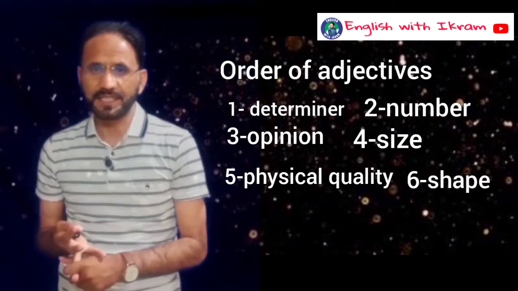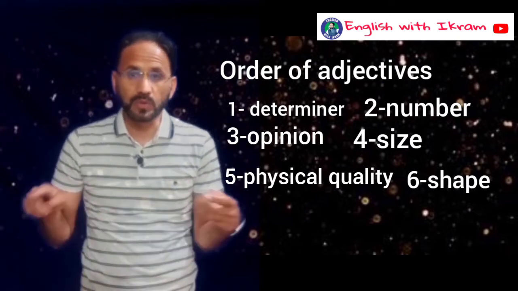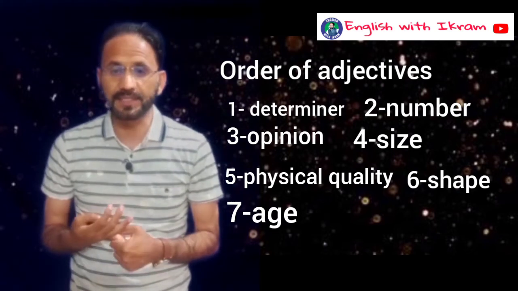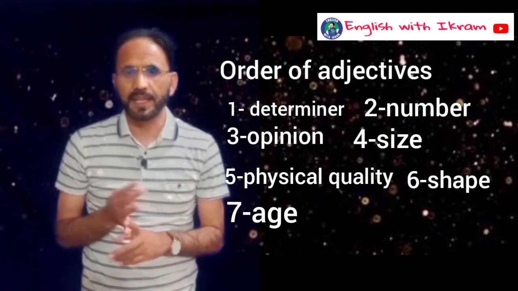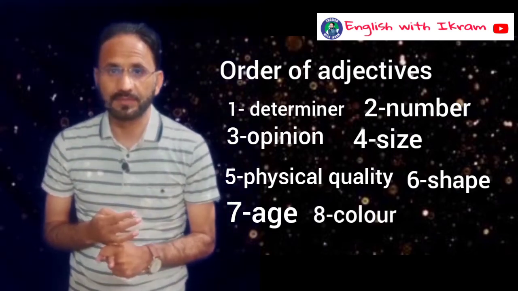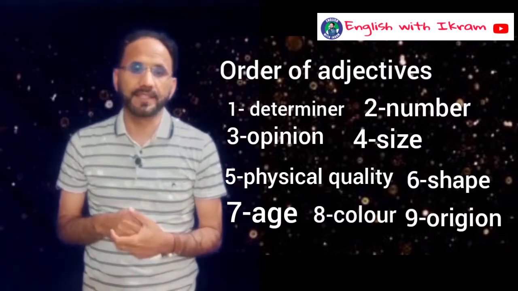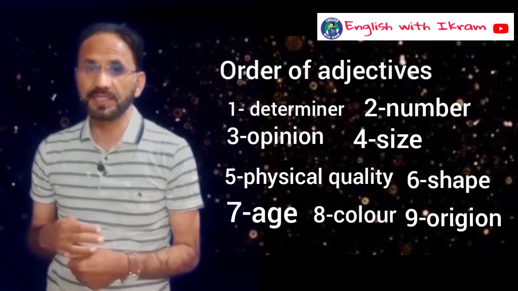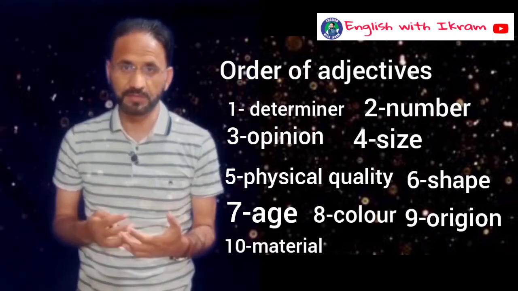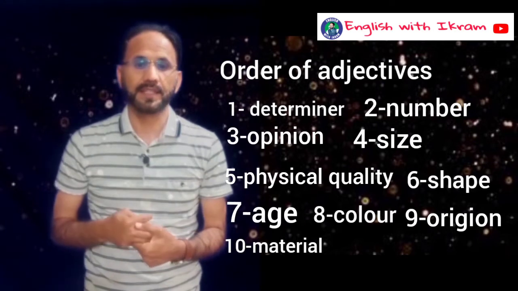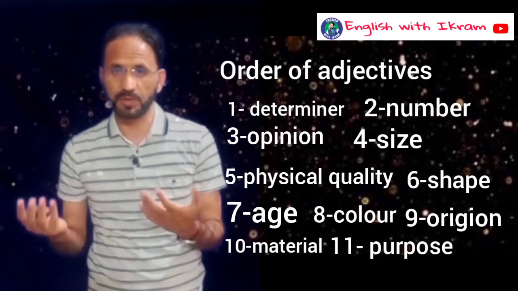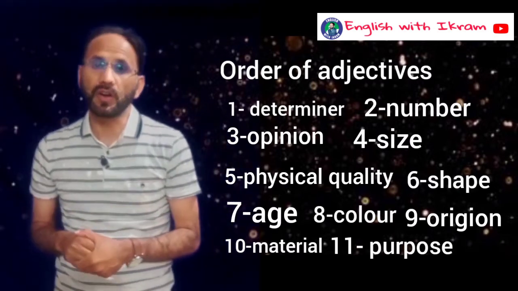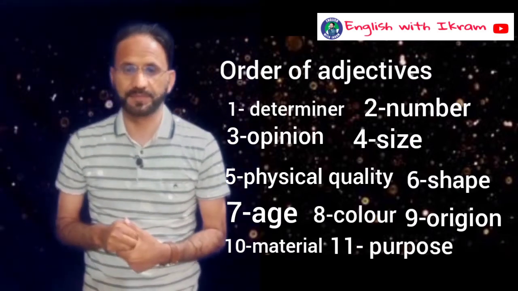Triangular, rectangular, things like the round. Then comes age, when an adjective tells the age: young, old. Then comes color: red, blue, black. Then comes origin: Pakistani, Asian, British. Then comes material: wooden, steel, iron. Then comes the purpose: sportive, cooperative. This is the order of adjectives in one sentence.